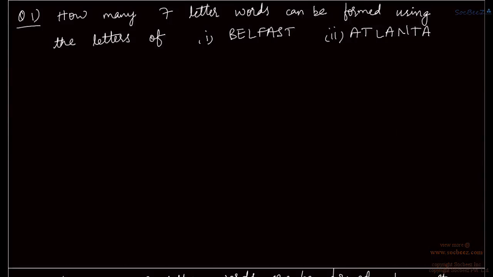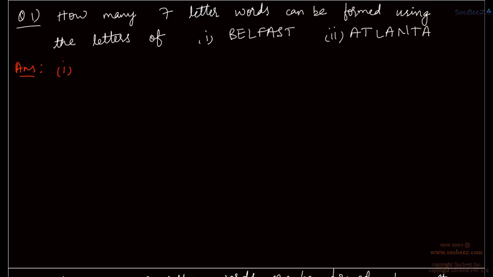Hello friends, welcome back. So now we will take up a few questions on permutations and combinations. Here's the first question. How many 7-letter words can be formed using the letters of Belfast? The first part is Belfast.